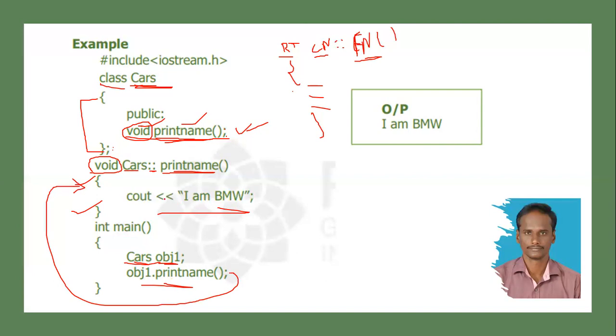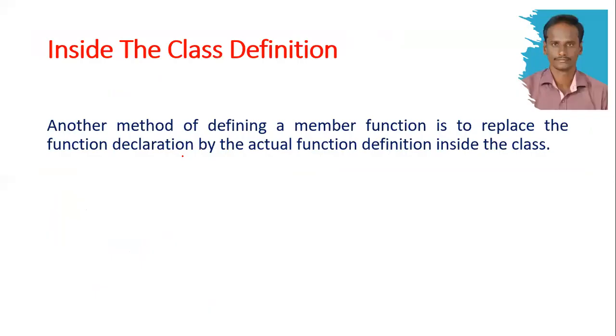Here, what statement is given? Only see out, I am BMW. So the output is I am BMW. Right? So cars is the class name, object one is the object name. How are we accessing members? Object name dot member name. Object name is object one, member name is print name. So it goes to here and it prints the output.